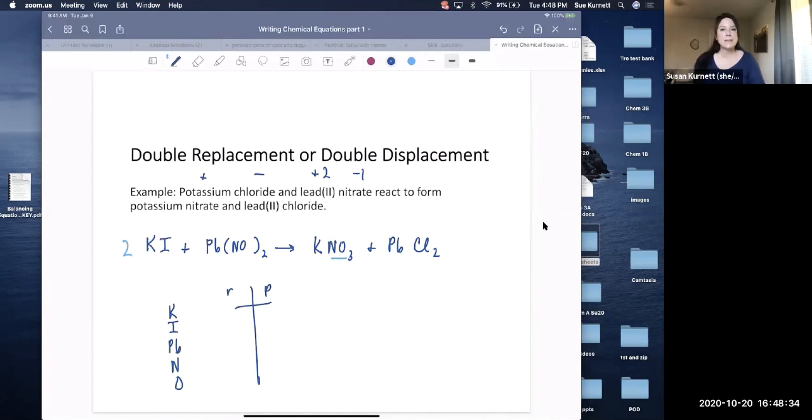So when I was looking at balancing, I kept chunks of charge, polyatomics all together. I said 2 nitrates on the left, 2 nitrates on the right. But when I do my T table, I need to break it into nitrogen and oxygen. I don't keep the chunk as nitrate.